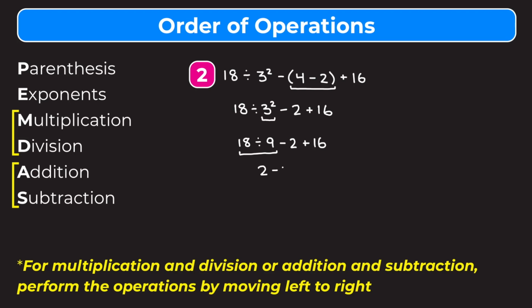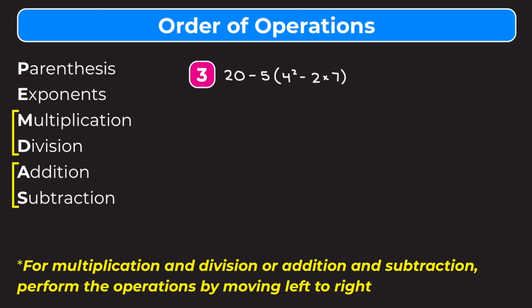So we have 2 minus 2 plus 16. Because we have addition and subtraction, we move left to right. So we're going to do the 2 minus 2 first, which is 0. So we have 0 plus 16, which leaves us with 16. Let's keep going through some more examples.